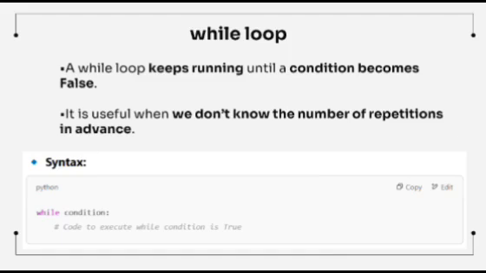While condition, code to execute while condition is true. It is useful when we don't know the number of repetitions in advance. So here, if we don't know how many repetitions are there in this condition, we can use a while loop.